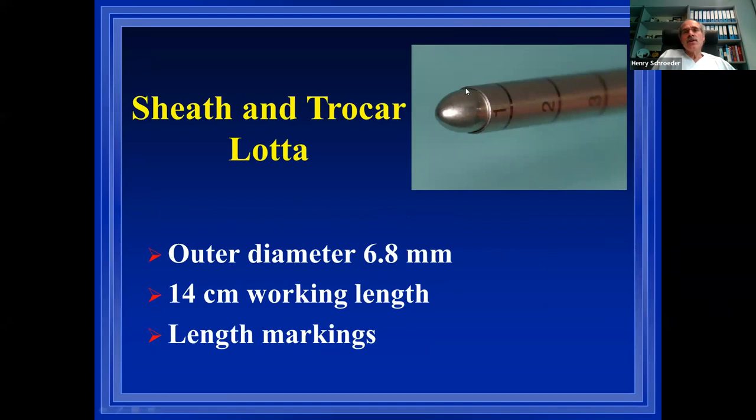And the outer diameter of the sheath is 6.8 millimeter. So it's a little bit large for some foramen of Monroe. So you have to look at the MRI very precisely, which endoscope you choose according to the size of the foramen of Monroe. That is a very important take-home message.